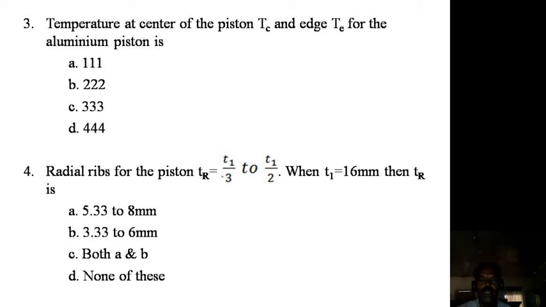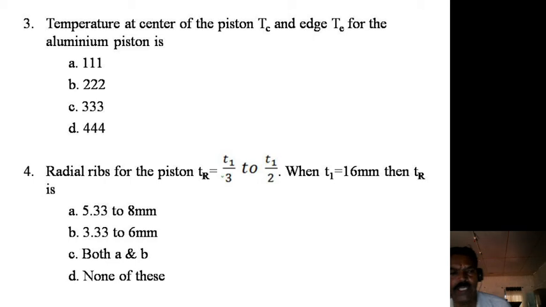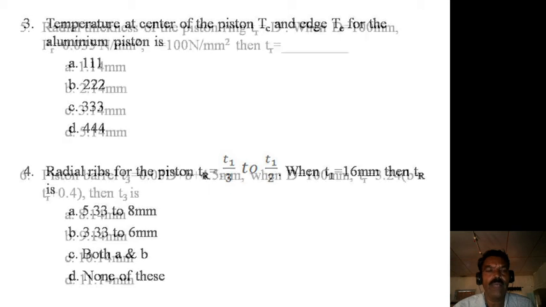TR is equal to T1 by 3 to T1 by 2, and T1 is equal to 16 mm. Then TR is like this. So we have to judge the answer for this question, that is question number 4. I think A is the right answer, that is 5.33 to 8 mm, after calculating and substituting the values in this empirical formula.